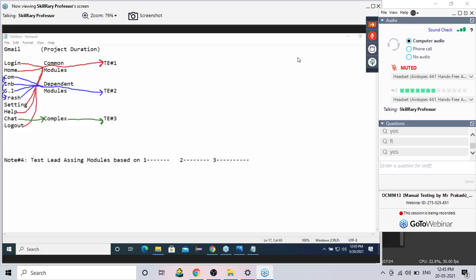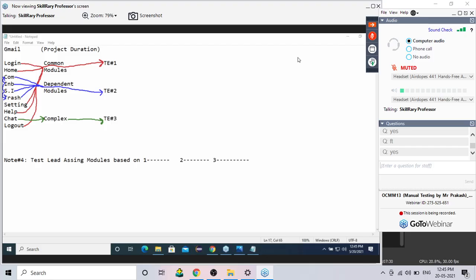Sir, for common modules, does each test engineer have to check? Why would they check? If I have assigned you login and all the others, you only test it. Why will others test it, Pooja Kumari? Why should other people test your modules, tell me? They will use login, that's all. To compose a mail also I have to use login, right? But why will I test it? I'm not going to test it.